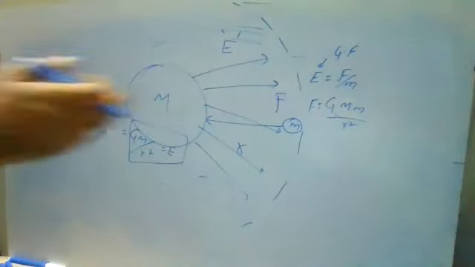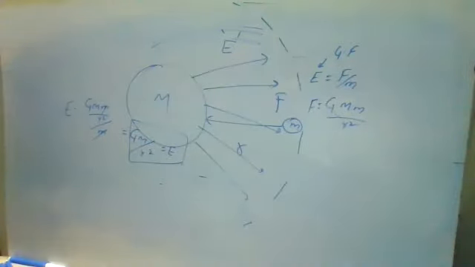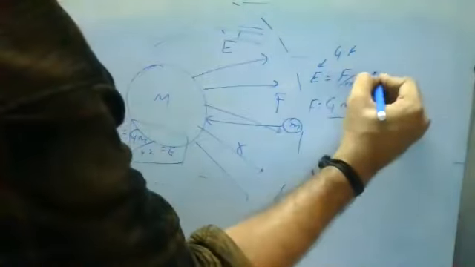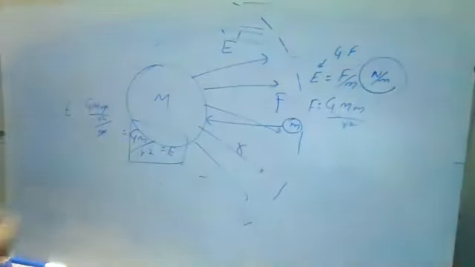Remember, E is equal to F by M. So F is your force, that is in Newton, so E is in Newton per meter. The unit for gravitational field is Newton per meter. Okay, right. So next one.